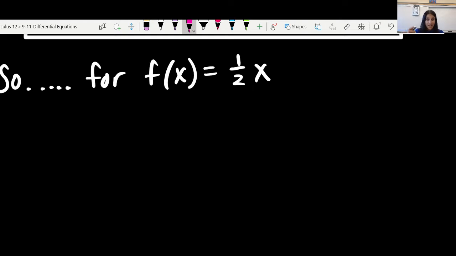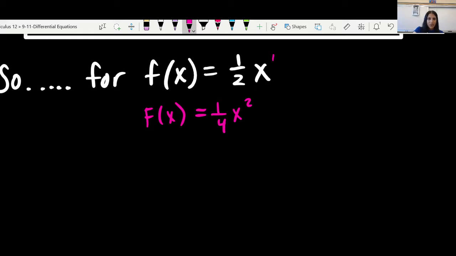So let's take a look at f of x equals 1/2 x. If we were to apply this, we would want to take the antiderivative of this part. So we would get, if I move the 1/2 off to the side, this is like saying x to the 1. So we would actually get 1/2 x squared. So do you see that we would then end up with 1/4 x squared for our antiderivative of this thing? So that's the first step. That's what we're working with.